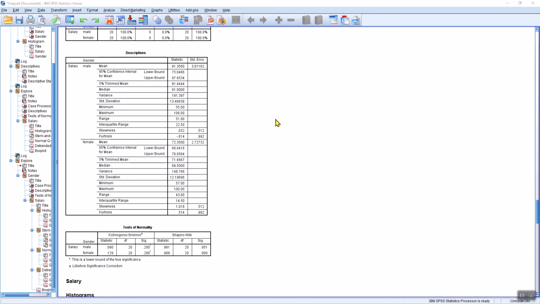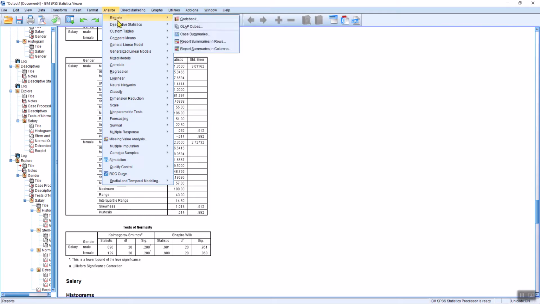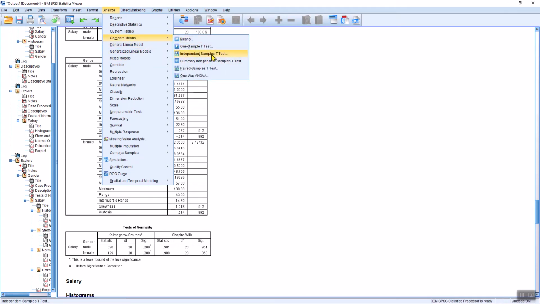Another way to judge this, if we wanted to know whether this number, the 81,350, was significantly different than the 72,350, if we wanted to see whether this difference is statistically significant, we can set up a t-test. So we go to Analyze. I'm going to do an independent samples t-test on this data set. And we go to Compare Means, Independent Samples T.